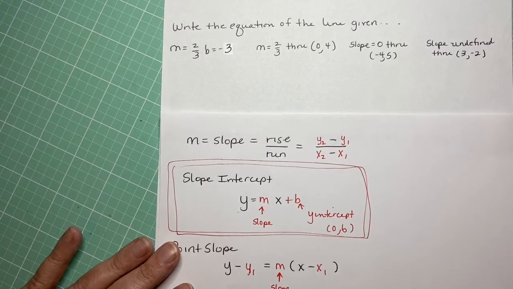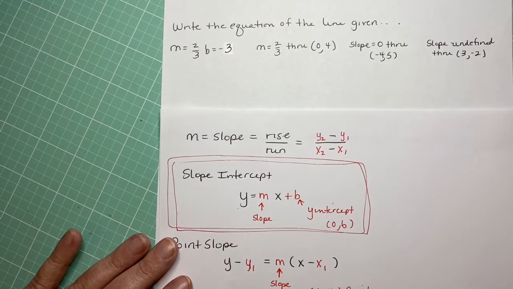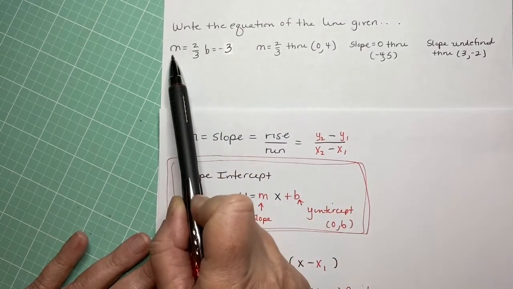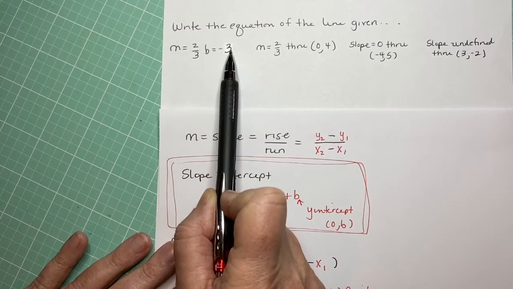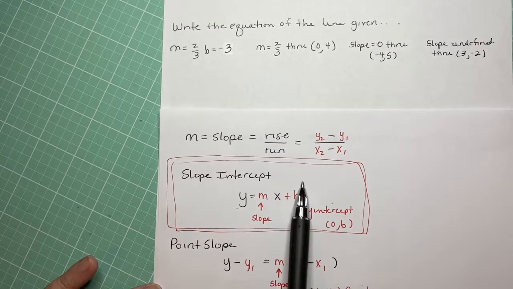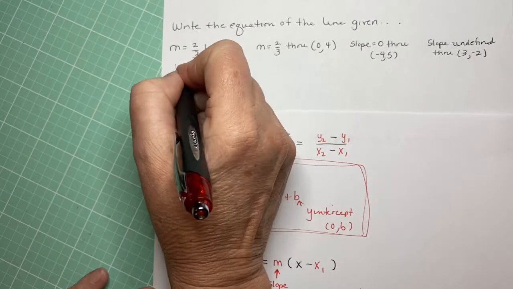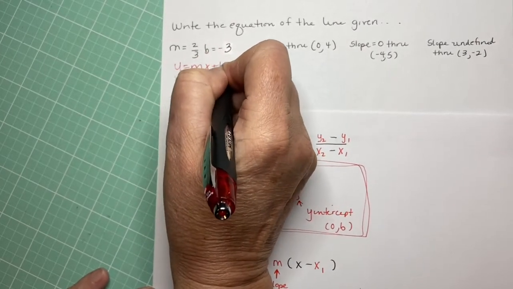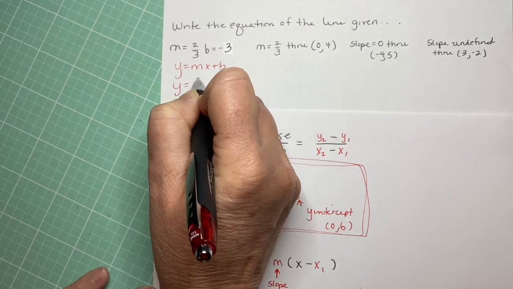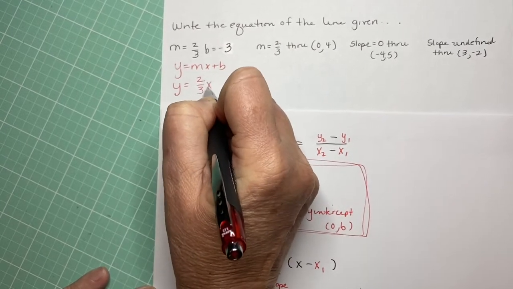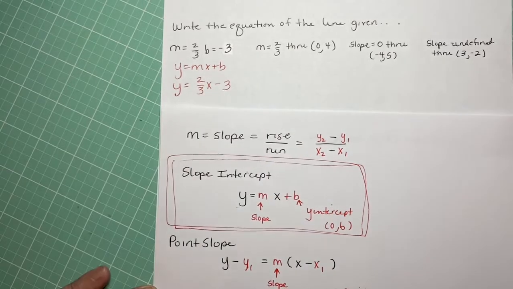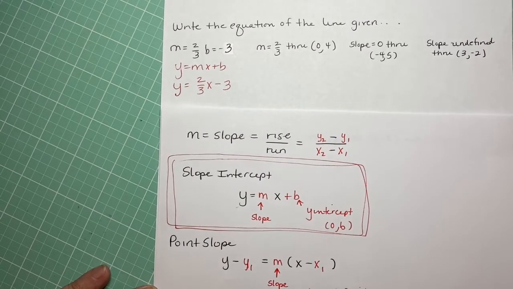And so you're going to write the equation of the line depending on what they give you. This first one gave me an m of 2/3 and a b of -3. So I look at my formulas, which one needs m and b? This one, y equals mx plus b. So I'm going to plug it in: y equals m, which is 2/3, x minus 3, because b is -3, and that's the equation of the line.